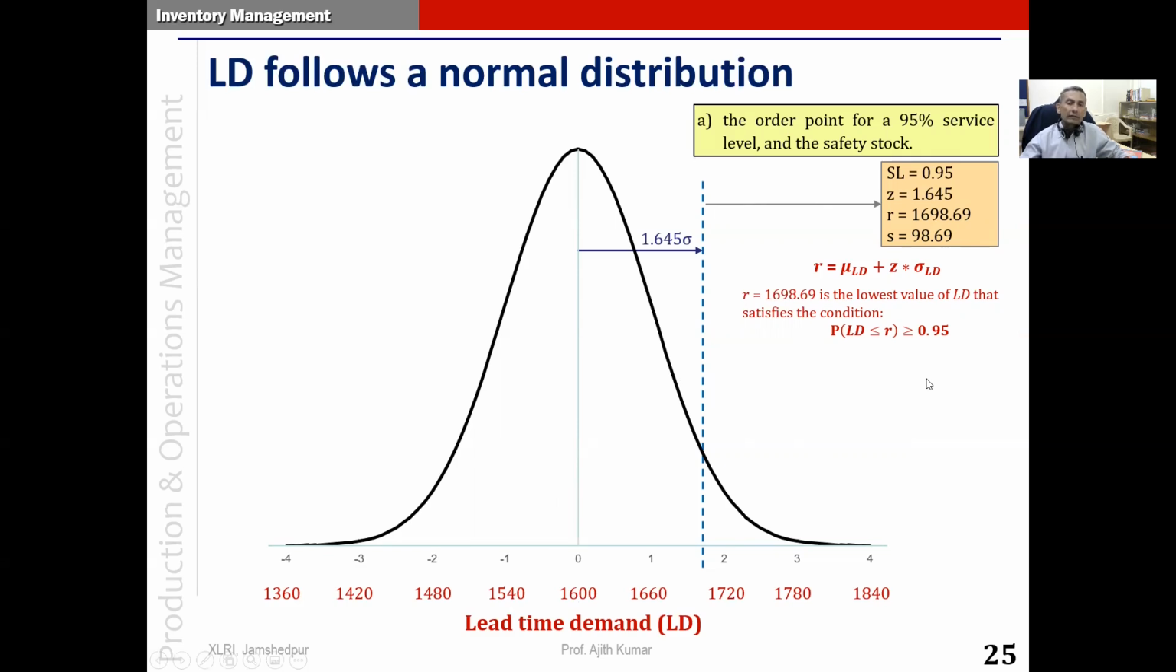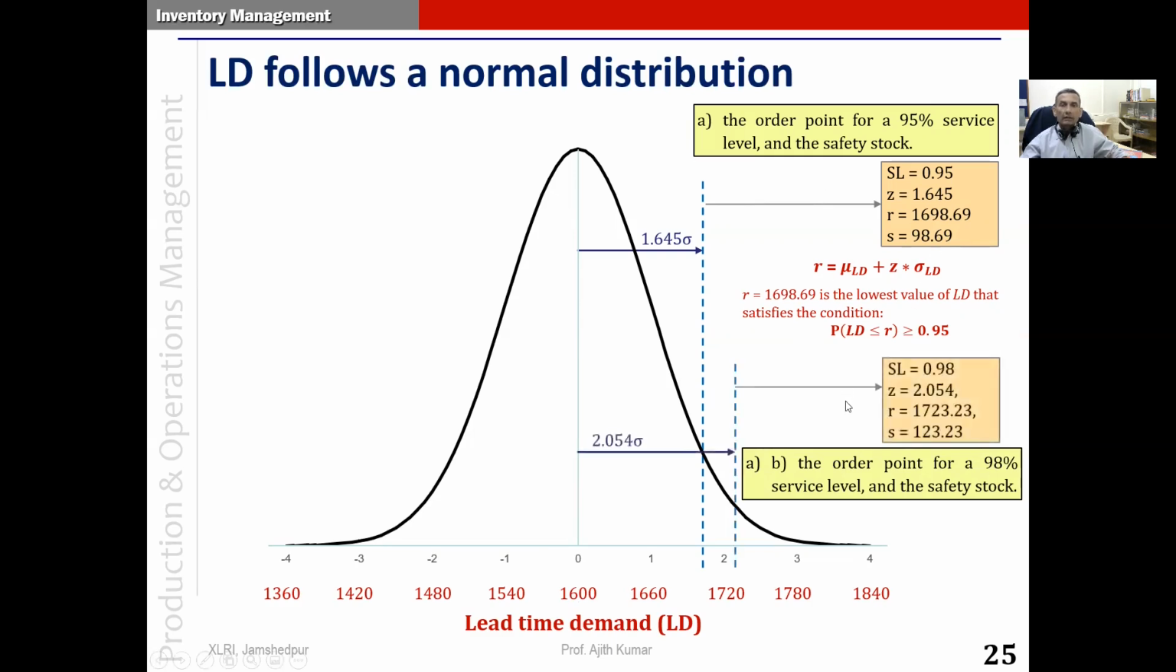Good. Now let's look at the second question, which just says, what is the order point for a 98% service level and what is the safety stock? So if we were to apply the same method that we did for part A, we would get the Z value as 2.054. So this point is even farther away from the mean than the previous one. And the R value as 1723.23 and subsequently the safety stock as 123.23.